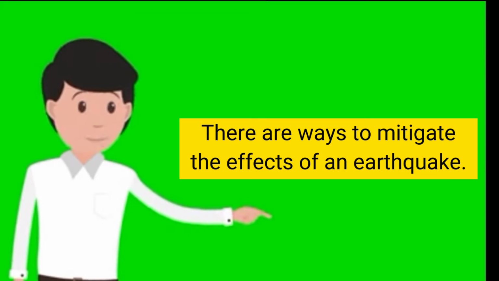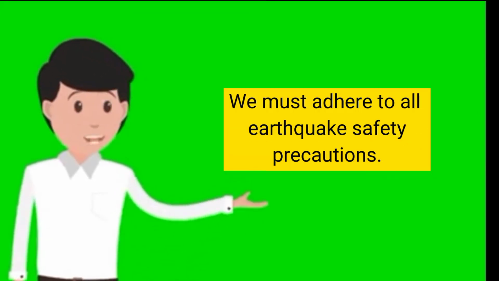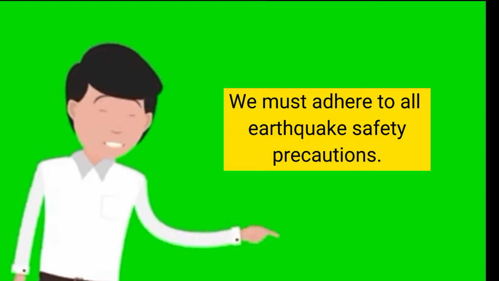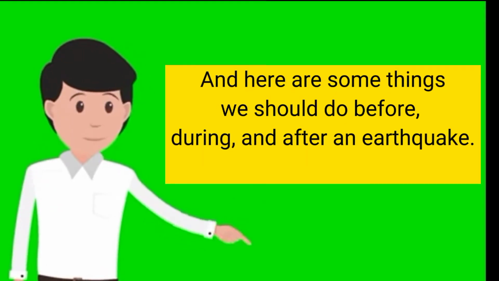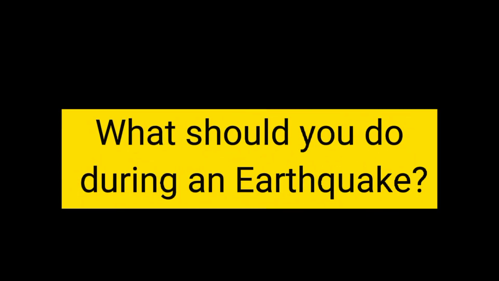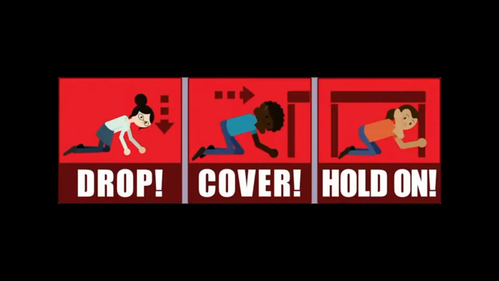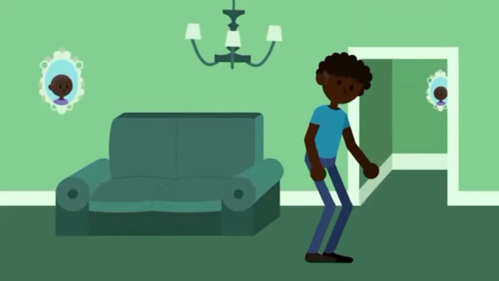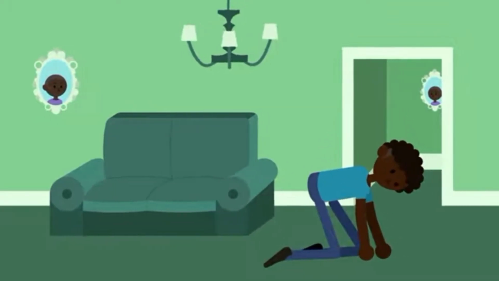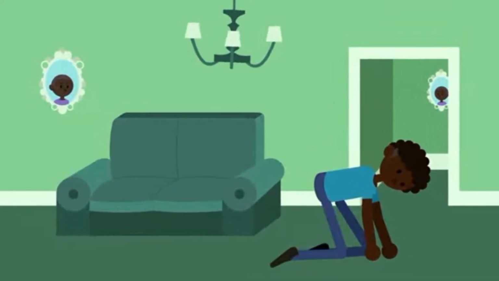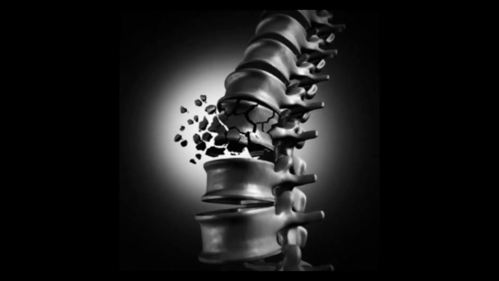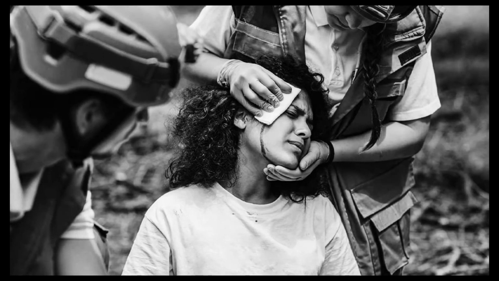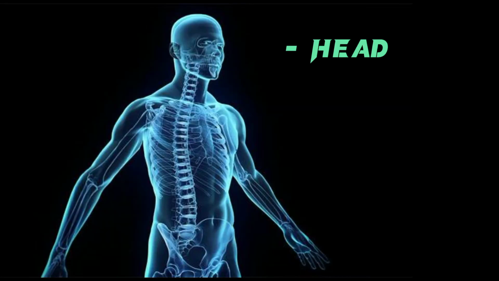There are ways to mitigate the effects of an earthquake. We must adhere to all earthquake safety precautions, and here are some things we should do before, during, and after an earthquake. What should you do during an earthquake? Remember, drop, cover, and hold on. Move as little as possible. Most injuries during earthquakes occur because of people moving around, falling and suffering sprains, fractures, and head injuries. Try to protect your head and torso.